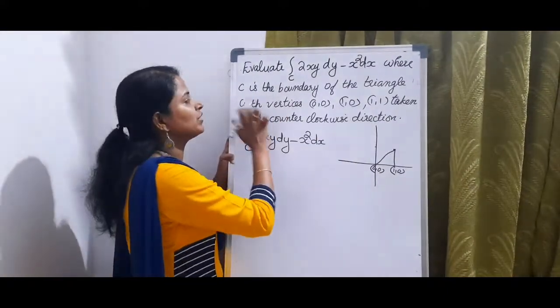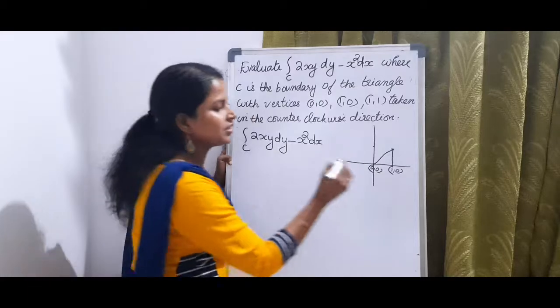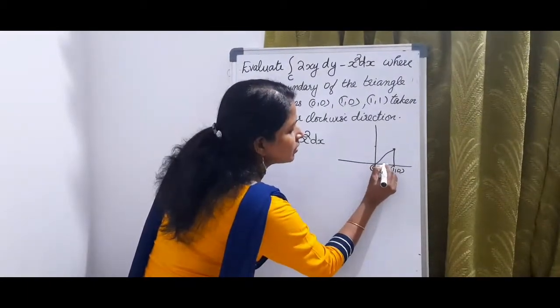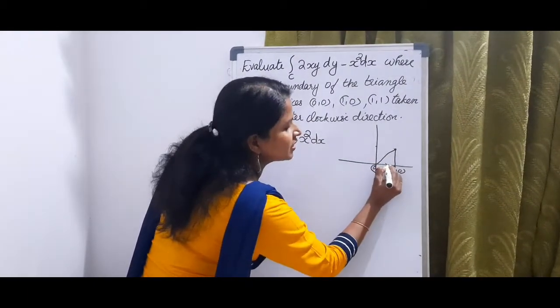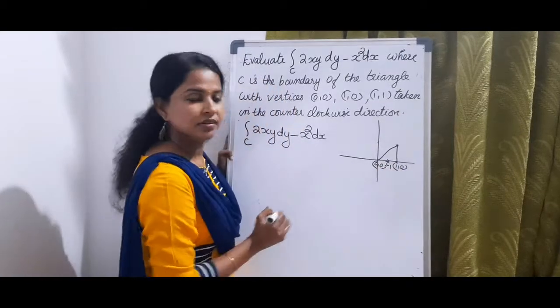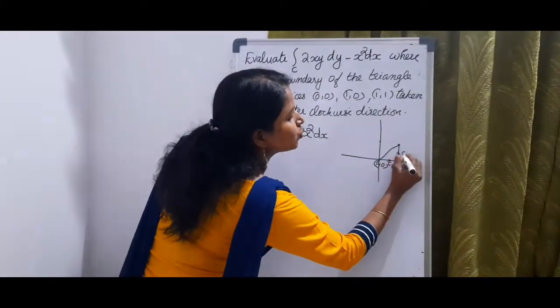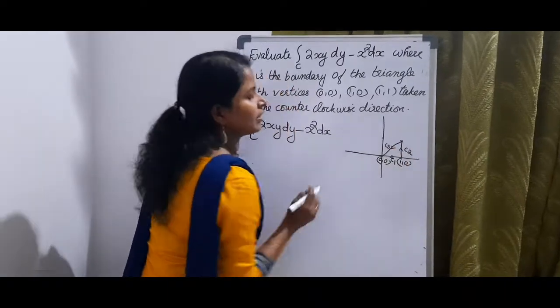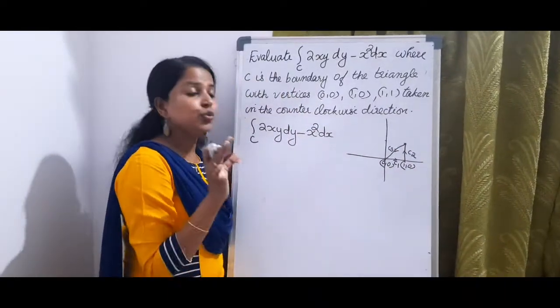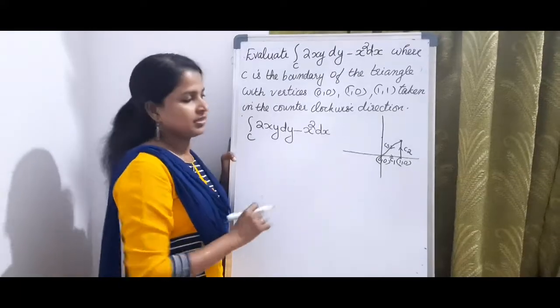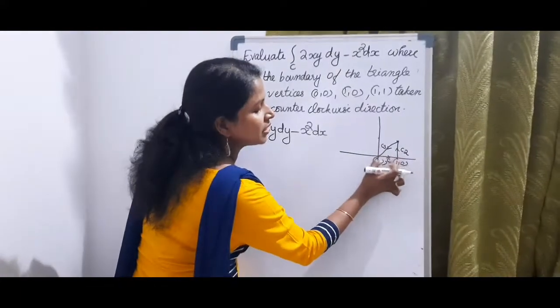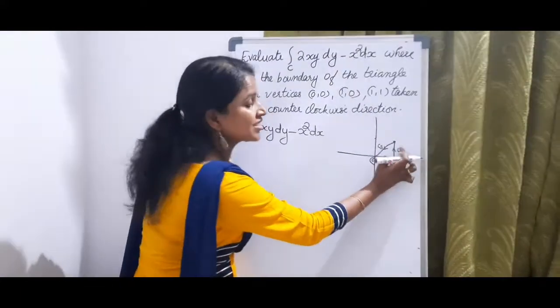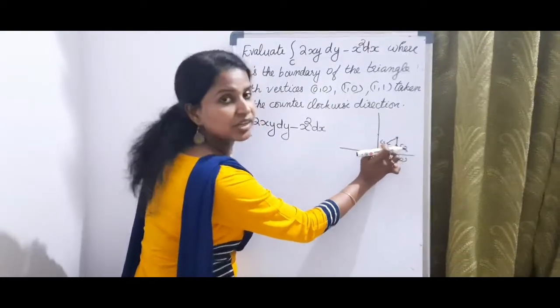C is the boundary of the triangle. Boundary of the triangle means this is C1, this is C2, this is C3. That is, this triangle is the union of three line segments: first line segment C1, curve 2 and curve 3.